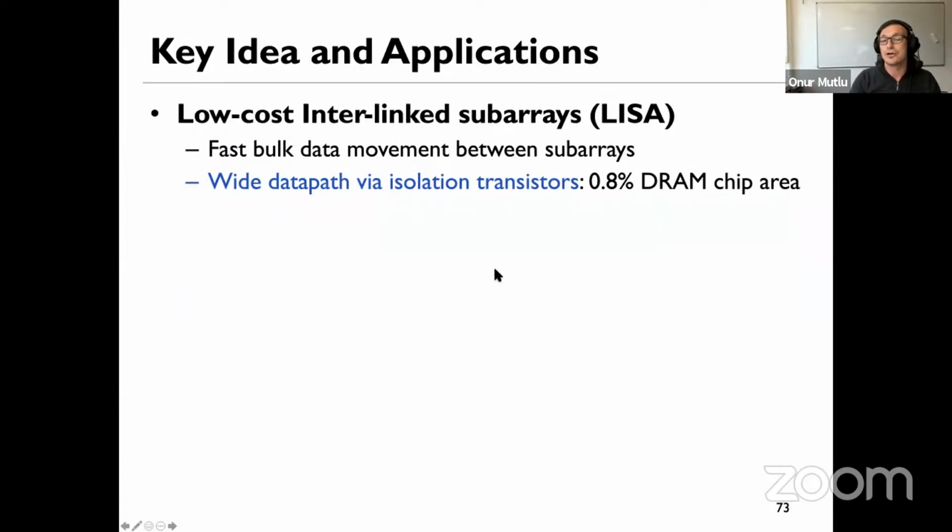And the idea is called low-cost interlinked subarrays. And as you can guess, we're interlinking subarrays. It enables fast bulk data movement between subarrays. You have a wide data path between subarrays via isolation transistors, with small changes to DRAM chip area, but larger than RowClone, as you can see. So the key idea is this.